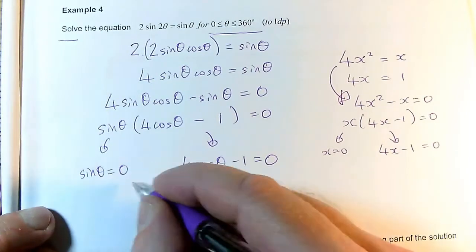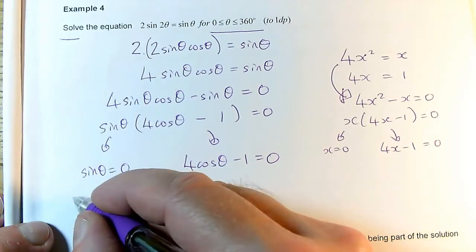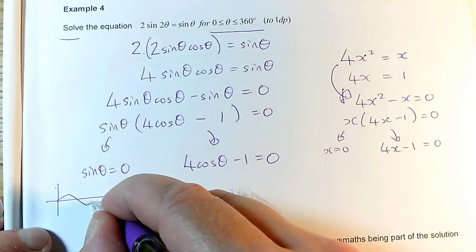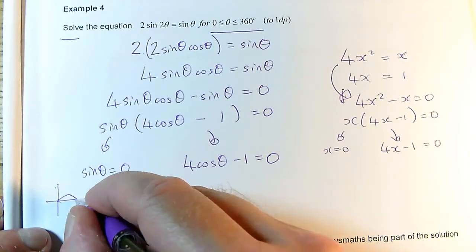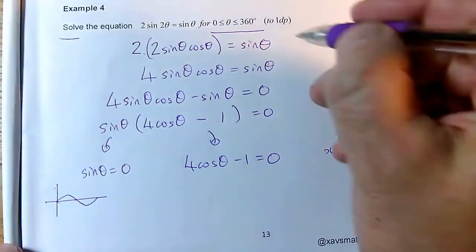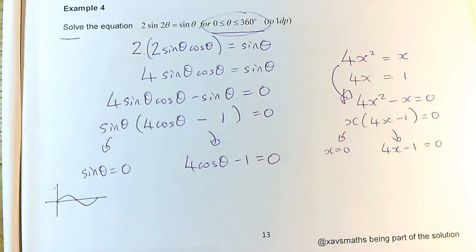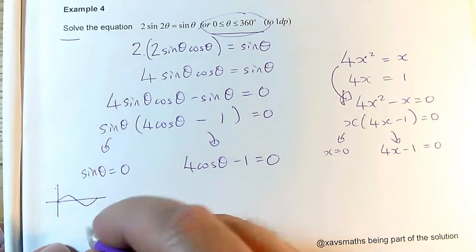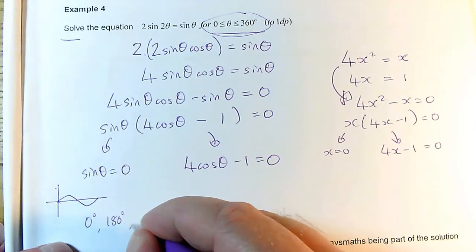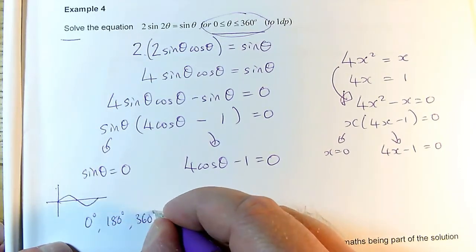Okay, so sine theta equaling 0. You're not going to use your calculator for that because you know the sine graph for 0 to 360 degrees does that. This is 0, this is 180 degrees, this is 360 degrees. Okay, we're in degrees again for some reason. I expect to be in radians, but we're in degrees. Okay, so I'm going to get 0 degrees, 180 degrees, and 360 degrees from that one, just from the graph.